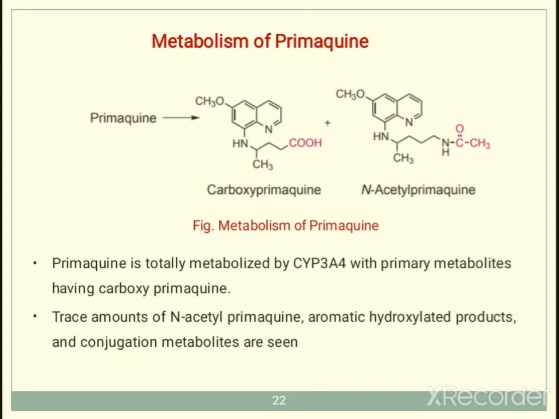Primaquine is extensively metabolized by CYP3A4, with carboxyprimaquine as the primary metabolite. A trace amount of N-acetylprimaquine, aromatic hydroxylated products, and conjugation metabolites are also seen. So basically these are metabolized by the CYP3A enzyme, and from that we see carboxyprimaquine, a trace amount of N-acetylprimaquine as the second metabolite, and aromatic hydroxylated product and conjugation metabolites are also formed. So this is the metabolism of primaquine.